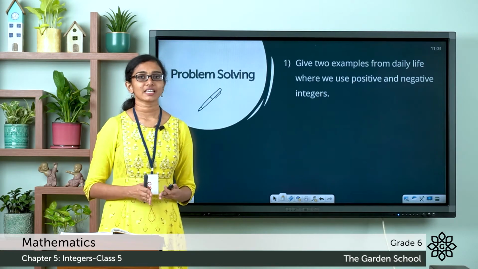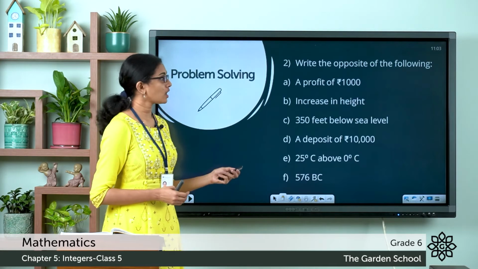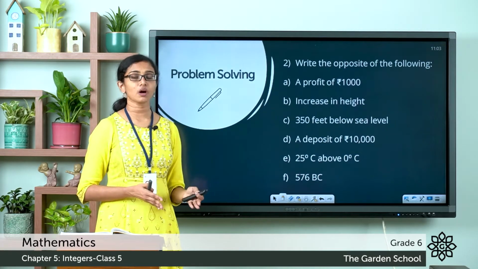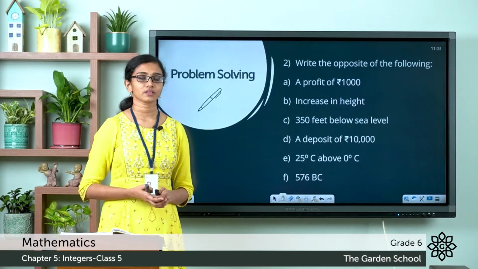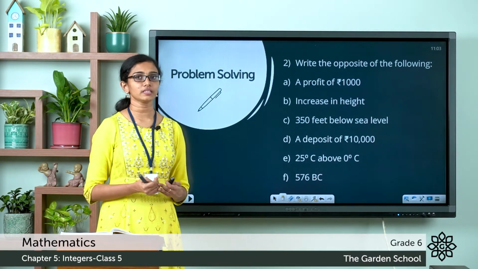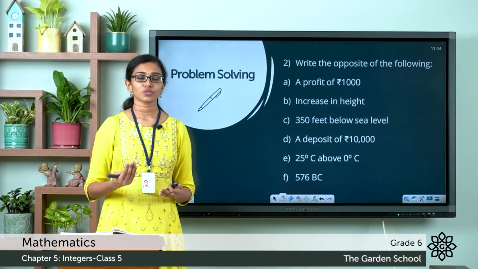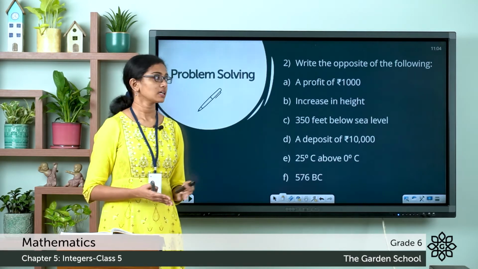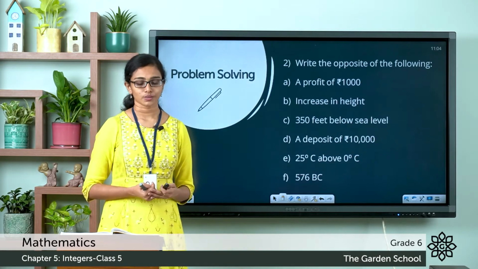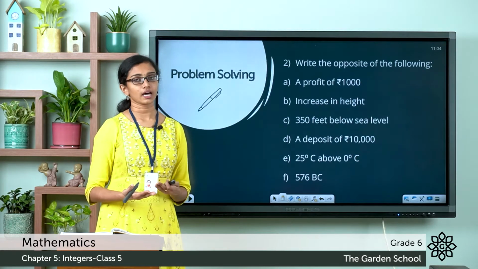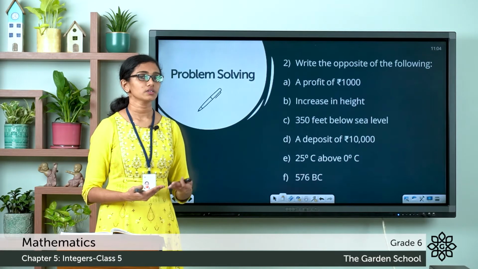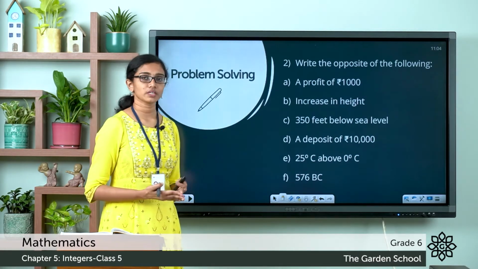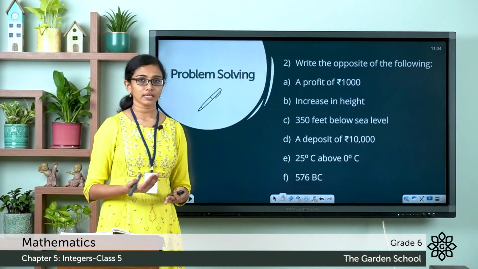So let's move on to the second question. It says write the opposite of the following. So there are a few questions given here. The first one, a profit of rupees 1000. So what is the opposite of profit? It is loss. So how can you answer this? You can say the opposite of the first one is a loss of rupees 1000. Now what about increase in height? What is the opposite to that? We can write decrease in height. And similarly, write the opposites for the rest of the questions. Now I hope that is clear to you.